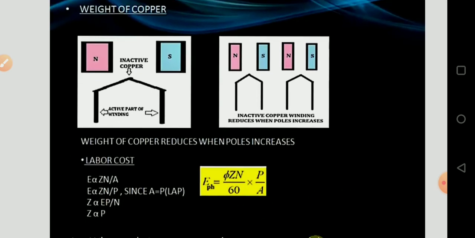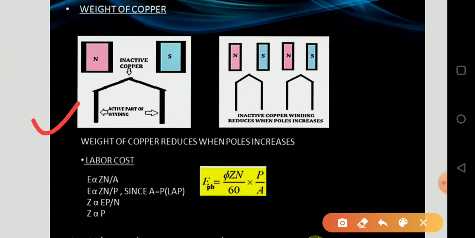Now the second thing is weight of copper. Here you can see a two pole machine, shown in this figure. Here we have two poles, one is N and one is S. With the number of turns of winding, we can say this is the active part of the machine and this is the inactive part of the machine.